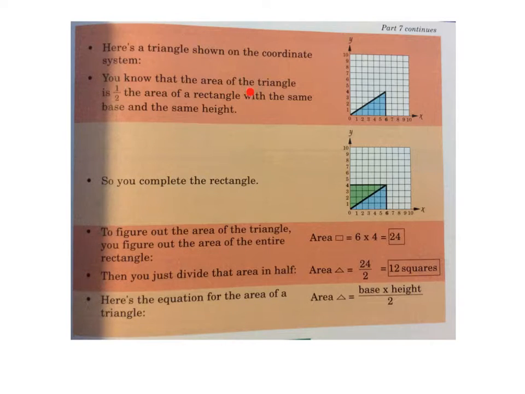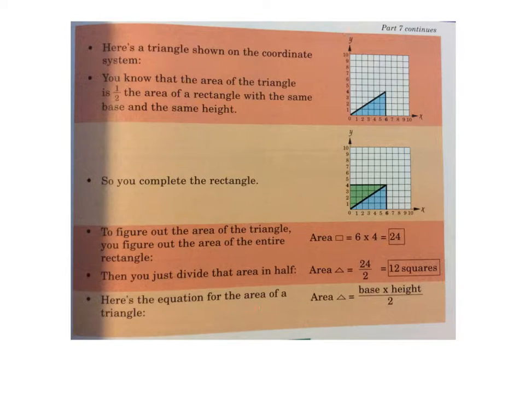You know that the area of a triangle is half the area of a rectangle with the same base and the same height. So you complete the rectangle. So if they give you this triangle, and you know that this is where it ends, you just draw the line straight across like they did here, and then go straight down just like they did here, and now we've got our rectangle. So to figure out the area of the triangle, you figure out the area of the entire rectangle, and then you just divide the area in half.